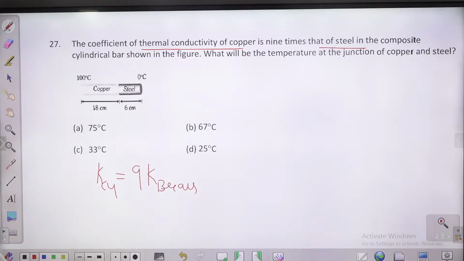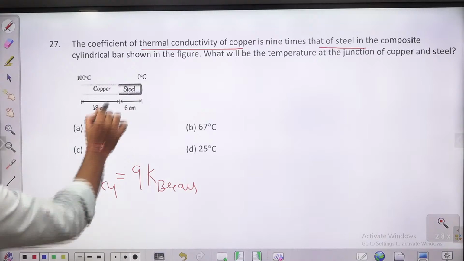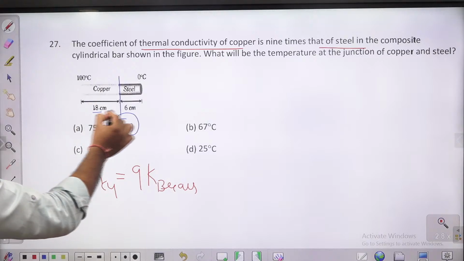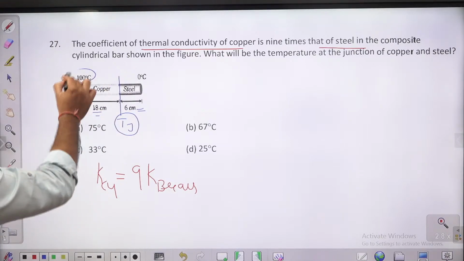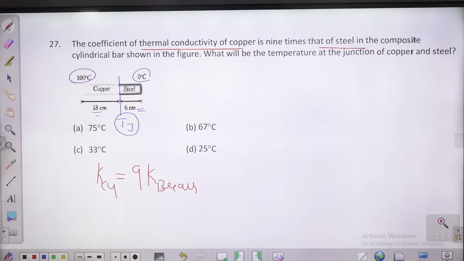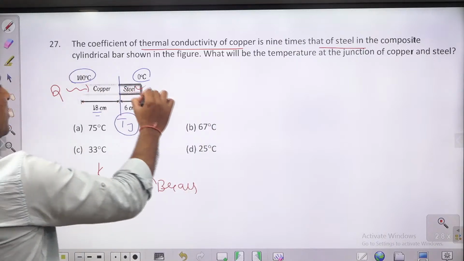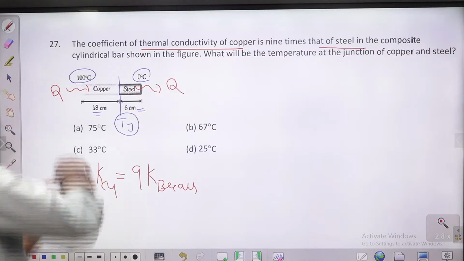What will be the temperature at the junction? यहाँ पे junction temperature पूछ रहा है आपसे. It is asking you the junction temperature TJ. The length is given, this length is given, here the temperature is given, here the temperature is given. Very simple. You can write Q because whatever Q is conducting from the copper, the same Q is conducting from the steel because they are in series.